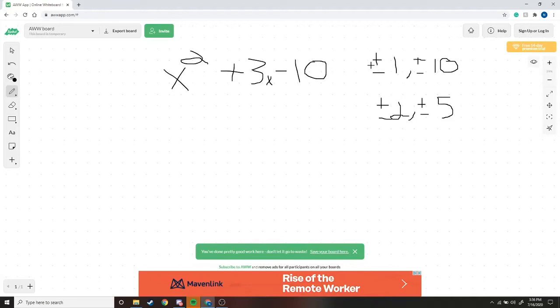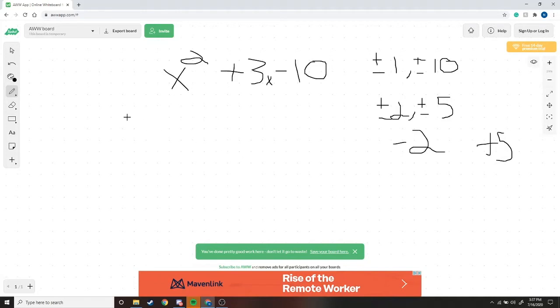So we have, to get a negative, we need to multiply a positive with a negative. So plus 1 and minus 10 would not work because that adds up to minus 9. Minus 1 and plus 10 would not work because that adds up to 9. Now we can move on to this set. Plus 2 and minus 5 add up to minus 3, which is incorrect. And minus 2 plus 5 add up to 3, so that's correct. Now we know that we need to use minus 2 and plus 5 to factor.